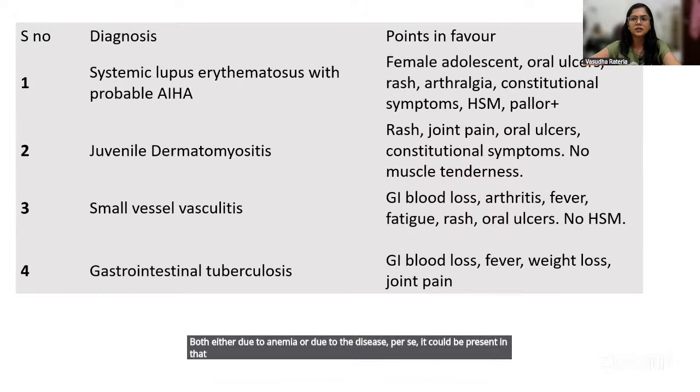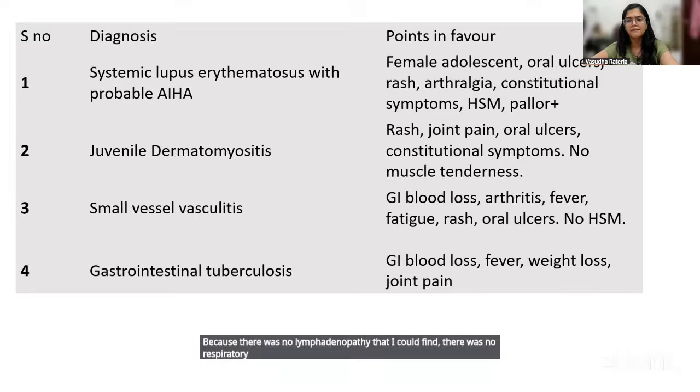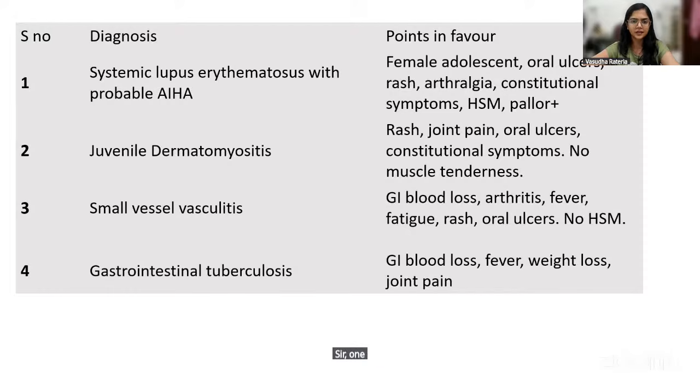Then small vessel vasculitis is less likely because it does not present with hepatosplenomegaly. And GI tuberculosis, I would keep it lower down because there was no lymphadenopathy that I could find. There was no respiratory involvement that I could find. And sir, one thing that I forgot to mention is there's no contact history of tuberculosis also.